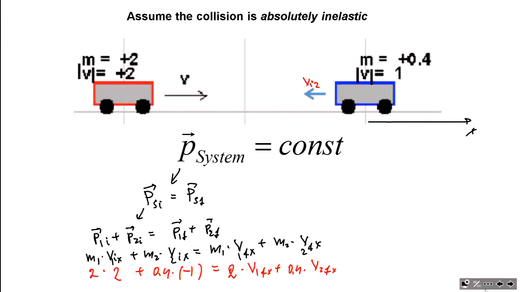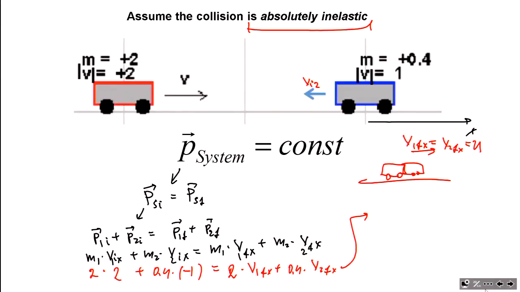Now we have to say something very, very important, very, very specific about this collision. If they form one object, if they travel together after the collision as one whole object, what does it mean? Velocity has to be the same. It's the same number for both. If it's the same number for both, we actually don't have to write all those subscripts. Let's just write u. So I can continue my calculation over here. 2 times 2 is 4, minus 0.4 should be equal to 2 times u plus 0.4 times same u. So that gives me 3.6 divided by 2.4.